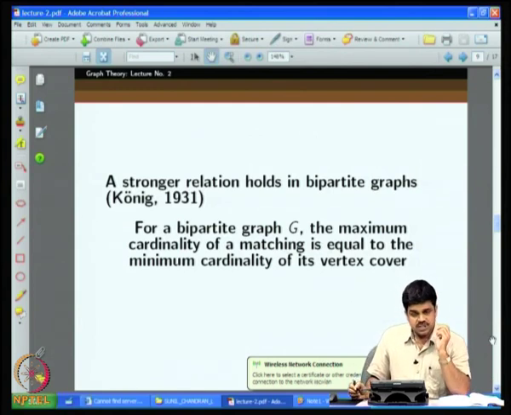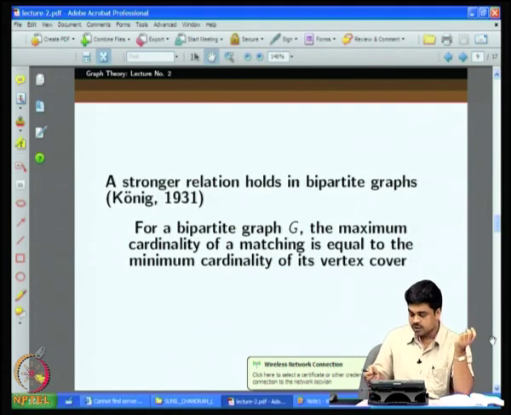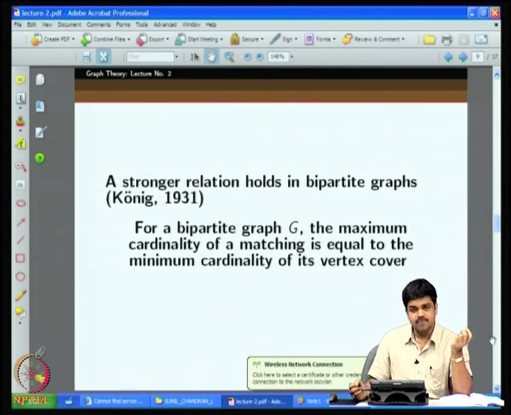But this is for the general case. It so happens that there are some situations where we cannot improve that relation much. But if we consider only bipartite graphs, we are not interested in all the graphs, but only bipartite graphs, then we can get a better result, a stronger relation between these two. So, it is a theorem by Konig.